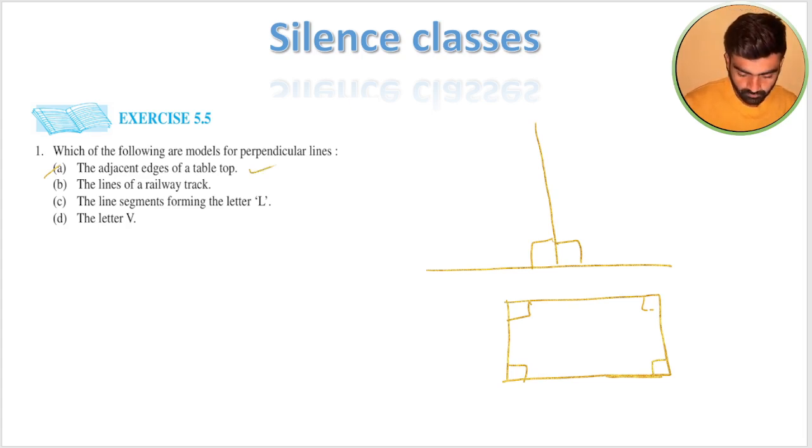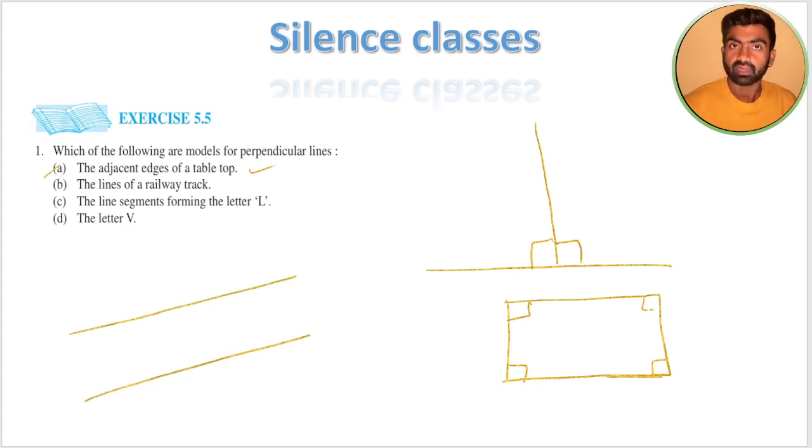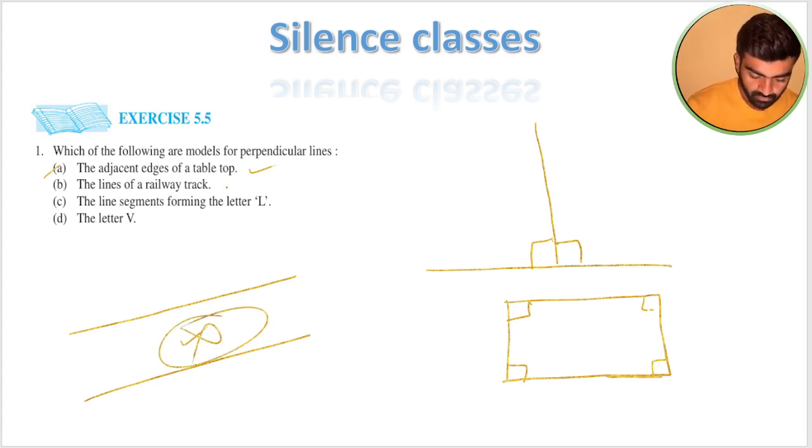B, lines of a railway track. If we draw a railway track, it is always like this. And railway tracks are always an example of what? It is an example of parallel lines. Very good. It is an example of parallel lines because they never intersect each other. Whenever we have to give an example of parallel lines, we will take this example. So it is not perpendicular lines, so we can say no.